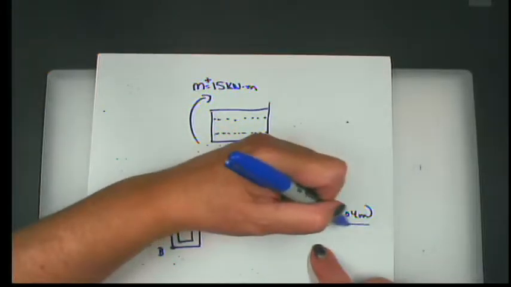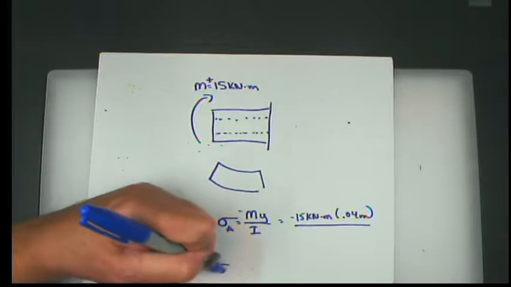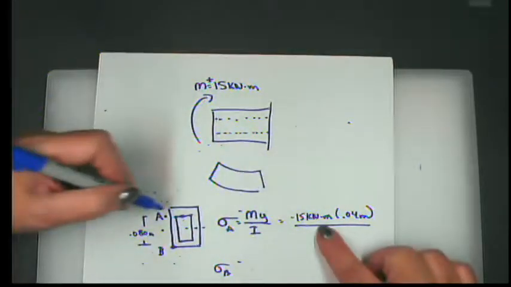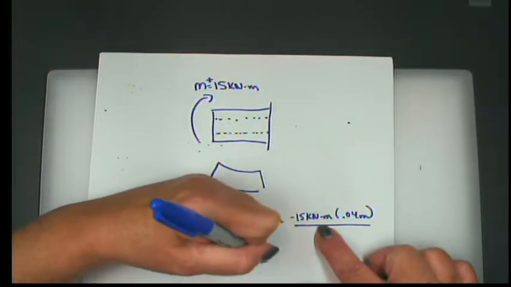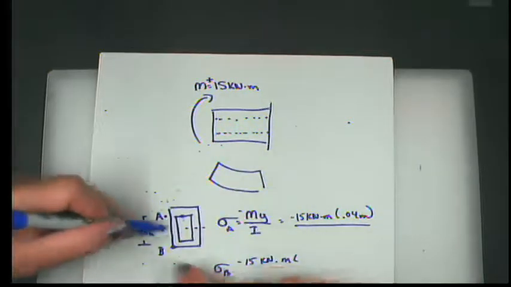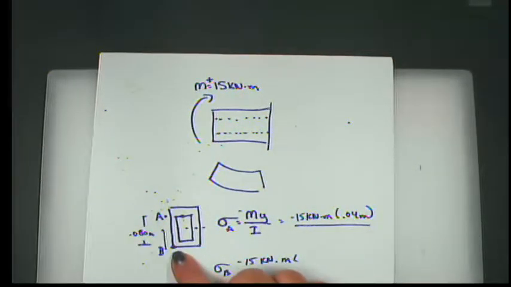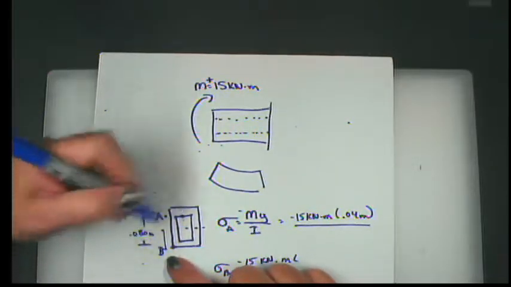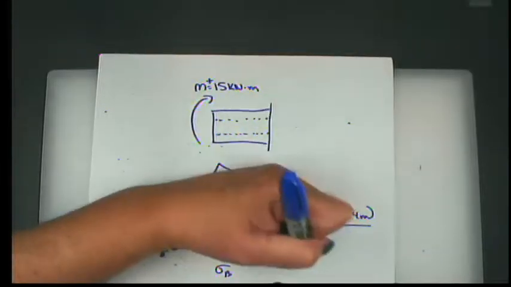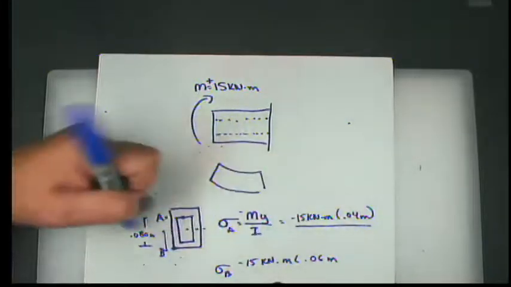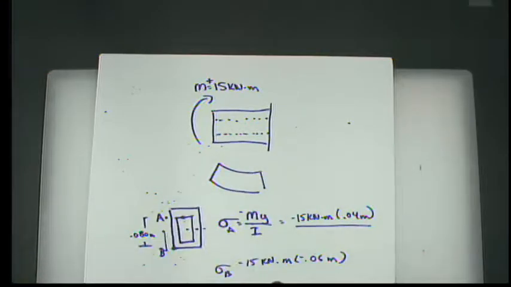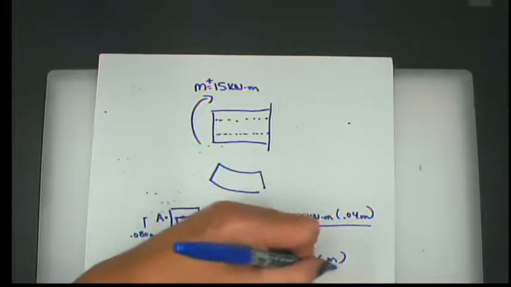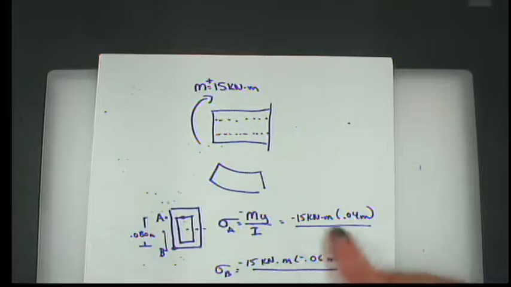And so the only thing we have to find is I. For sigma B, we have minus, same moment, 15 kilonewton meters. But now point B is all the way down, so it's a negative value. The whole thing is 80 plus 20 plus 20, which is 120, or it would be 60 from here to here, or 0.06. And because it's below the neutral axis, it's a negative. And so once again, we are confronted with finding I.